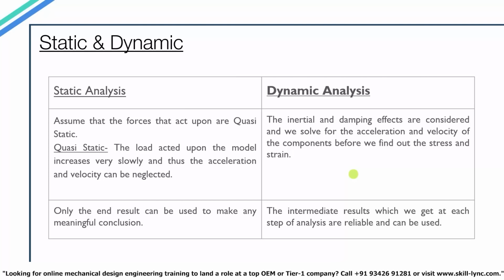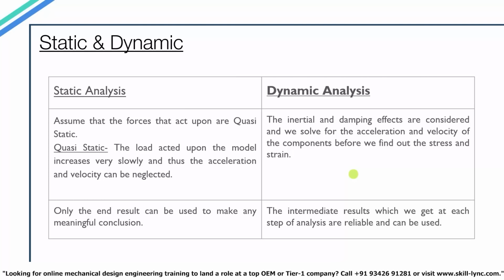In static analysis, when we start a simulation at point A, we get an end result at B. Because of this fixed delivery of results, any data or analysis between the points A and B cannot be relied upon. Only the end result can be used to make a meaningful conclusion. But in the dynamic analysis, the intermediate results which we get at each step of the analysis are reliable and can be used.